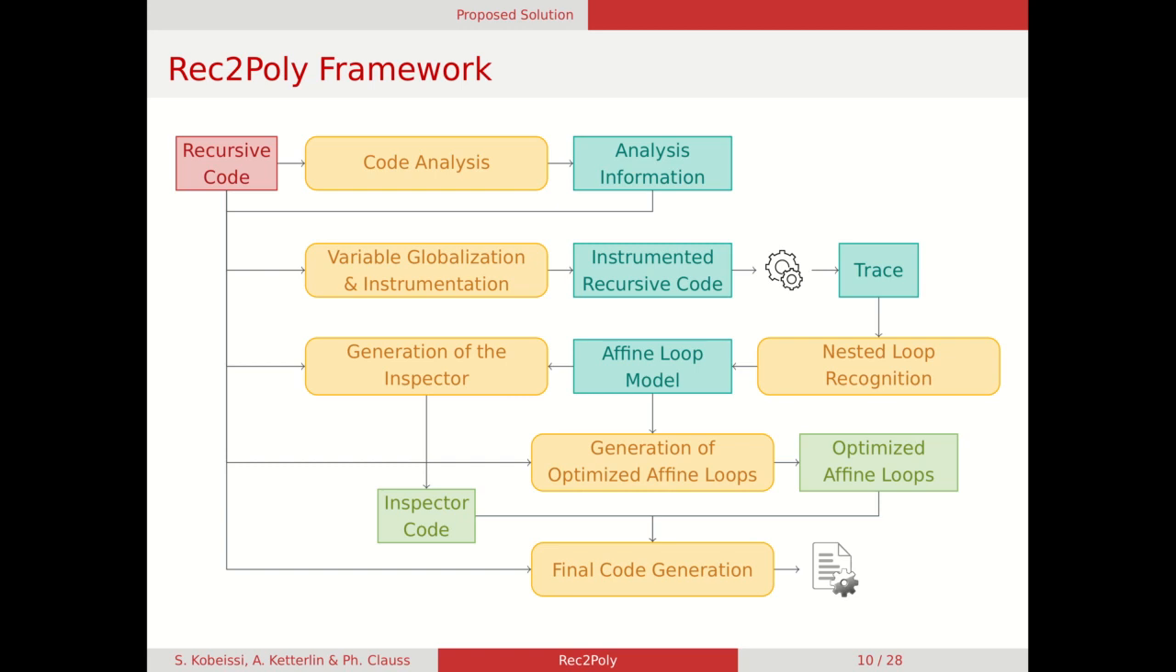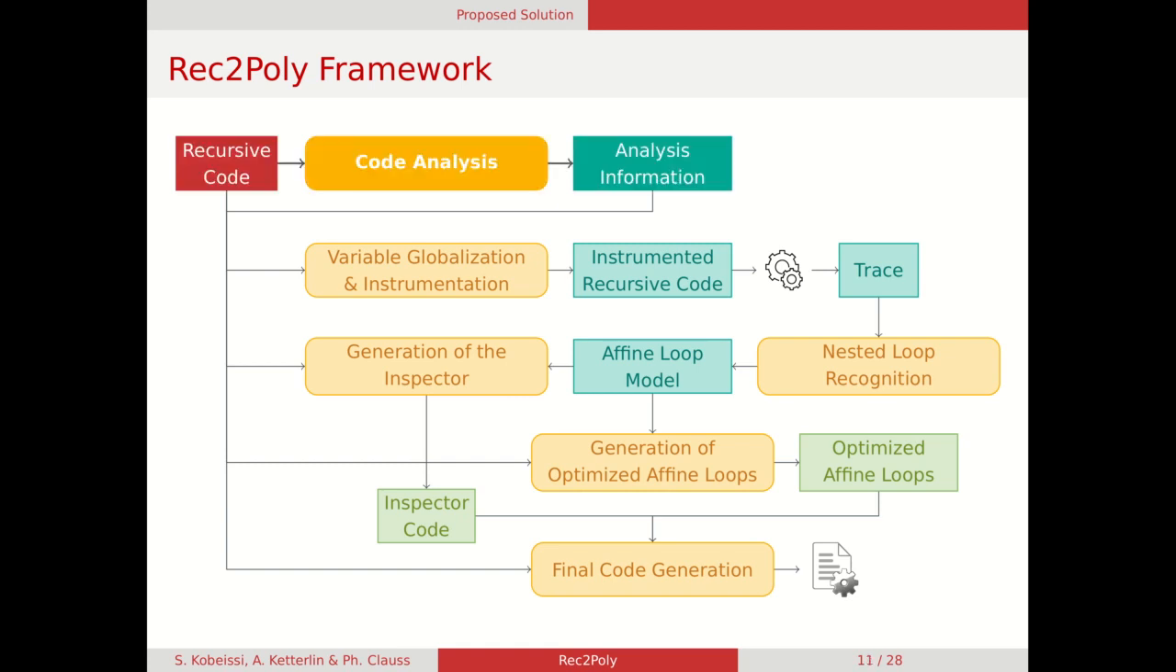This schema sums up the phases of the framework. At the beginning, given a recursive code, Rec2Poly performs code analysis. The analysis information obtained is then used in all of the next steps. Then, Rec2Poly performs variable globalization and instrumentation to get the program control and memory behavior trace that is fed to the nested loop recognition algorithm that models this trace as an affine loop model if possible. Afterwards, Rec2Poly generates the inspector code in addition to the optimized affine loops that constitute together the final code. Now I'm going to explain in details each of these phases.